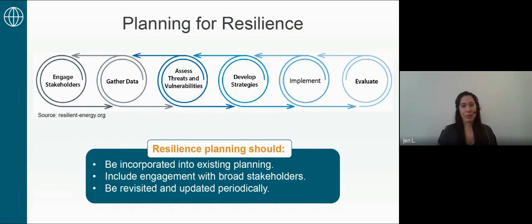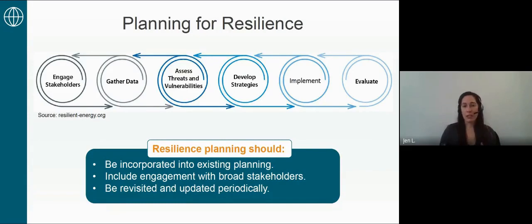But what do I want to say about this process? This process can't be standalone. We can't just plan for resilience. And we actually talked about this in our group in Trinidad and Tobago, is that resilience planning needs to be incorporated into existing planning processes. So you can't have a power sector plan that sits alone and develop a resilience strategy that isn't incorporated into that. So we need to incorporate resilience considerations, climate risk, and other risks into existing planning processes.